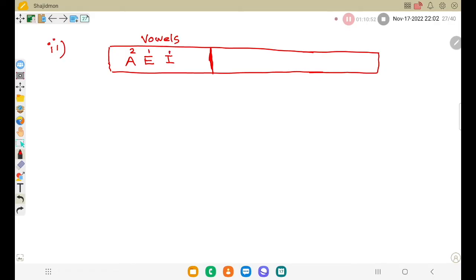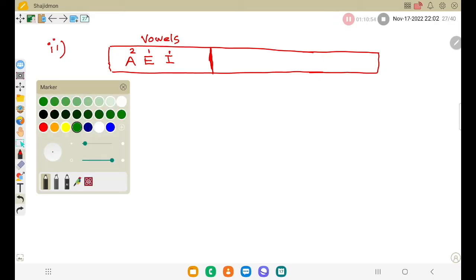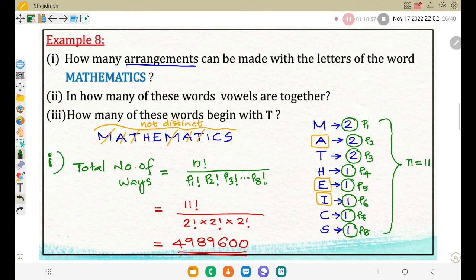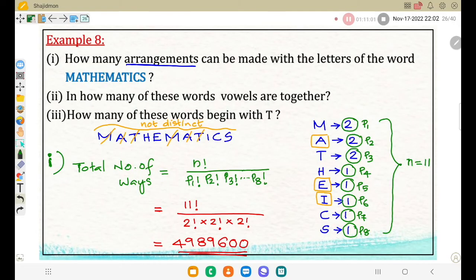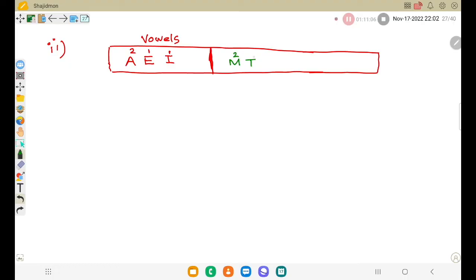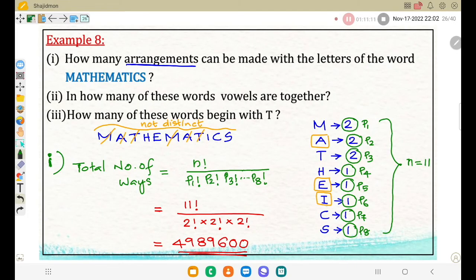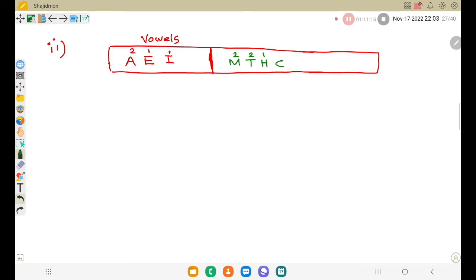Now the remaining letters we can write in the next box. What are the remaining letters? M coming 2 times here, so I can write M2. What are the others? T2 and H1, and C1, S1. Correct? So you have written all the letters. You can check that: 2, 3, 4, 5, 6, 7, 8, 9, 10, 11, correct?